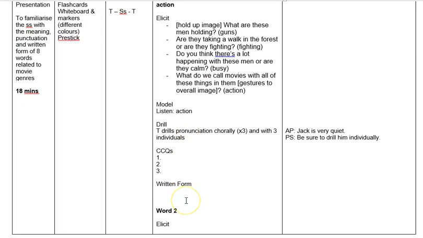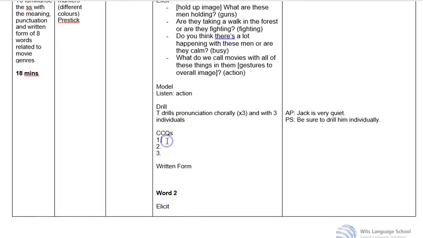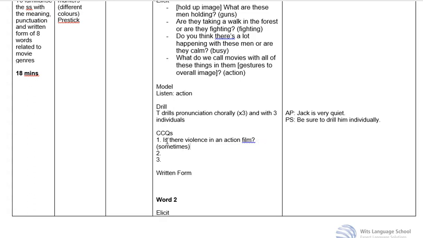We now need to check that the students understand the concept of action. So we're going to ask lexical CCQs. One to two lexical CCQs is sufficient. For example, is there violence in an action film? Sometimes. And are action films always about war? No.